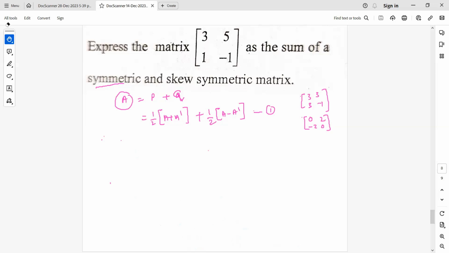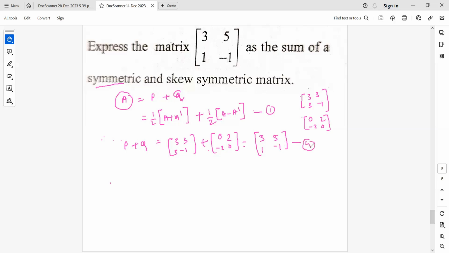We need to add equation 2 and equation 3. P is already given, P we have already found, and Q also we have found. P is 3, 3, 3 and minus 1, and Q is 0, 2, minus 2, 0. So add both. First element with first element, 3 plus 0 is 3, 3 plus 2 is 5, then 3 minus 2 is 1, and minus 1 plus 0 is minus 1, and this is our equation number 4.